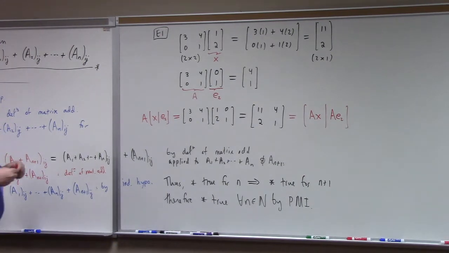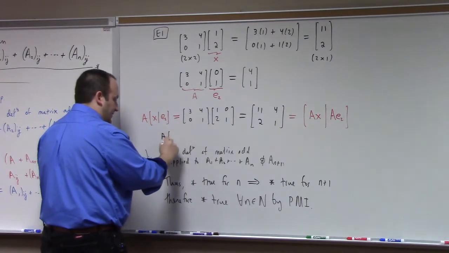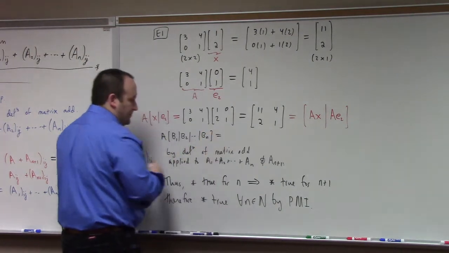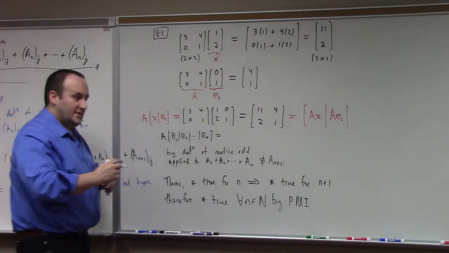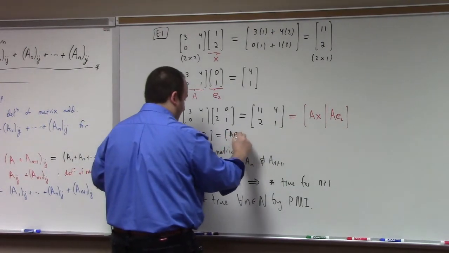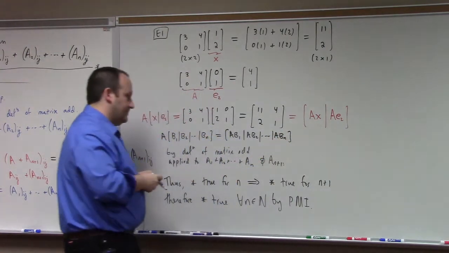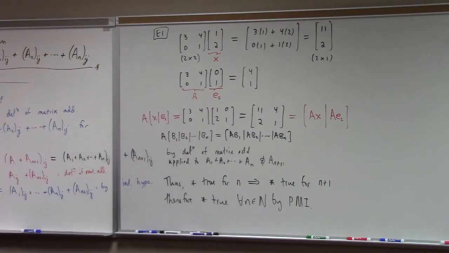Generally speaking, if you have A times a matrix with columns B1, B2, through Bn, you can multiply it column by column, in the sense that this just works out to AB1, AB2, through ABn. Is that just the definition of matrix multiplication? No, that's a proposition. You can prove that. Can you prove that using the definition? Yeah. In fact, that is one of your homeworks.